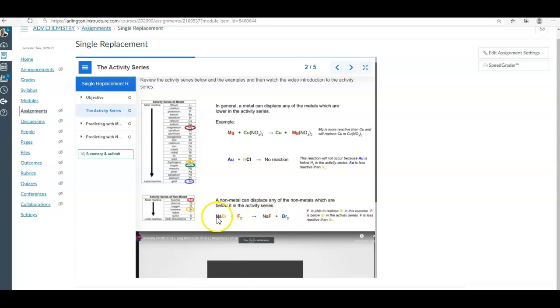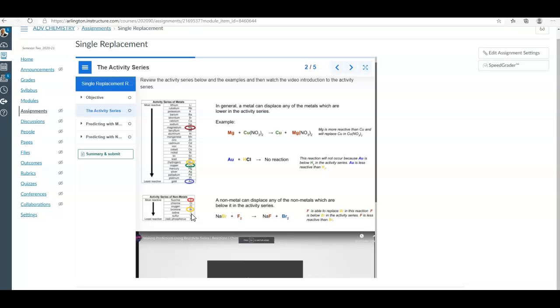In this example, sodium bromide is reacting with fluorine. Because fluorine is more reactive than bromine, fluorine can replace bromine in this compound to give you sodium fluoride plus bromine gas. But if this was iodine instead of fluorine, obviously that would not happen, because iodine is below bromine in this activity series. So iodine cannot displace bromine, but bromine can displace iodine in that reaction.